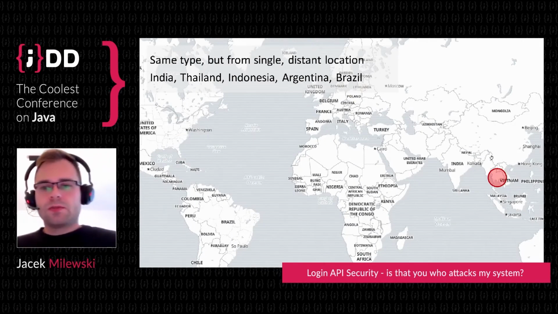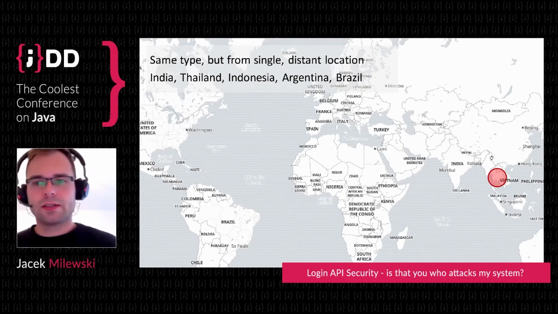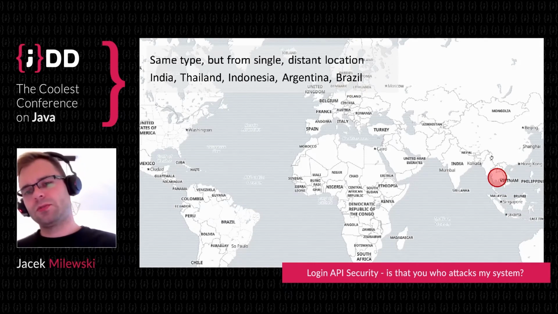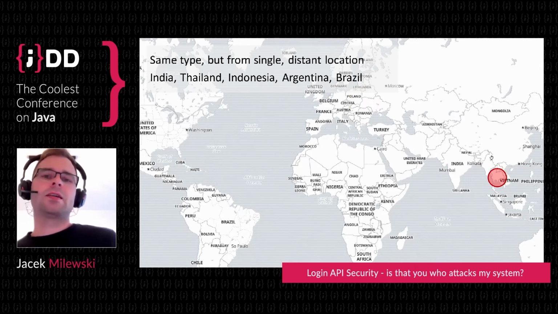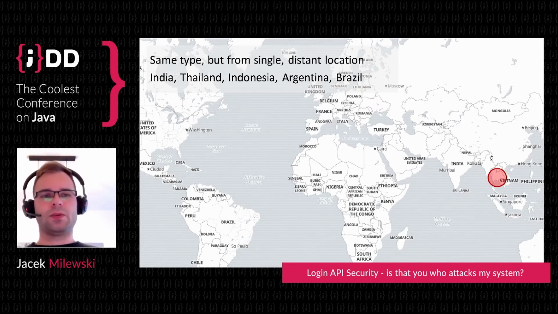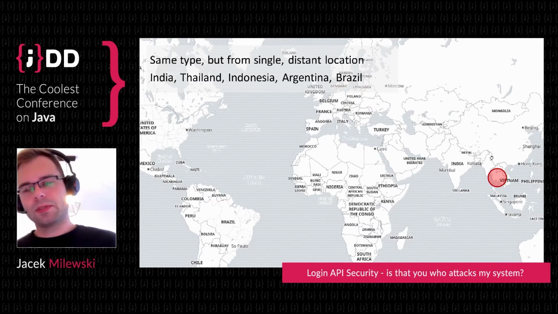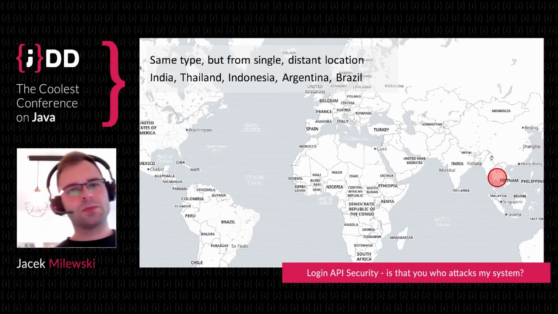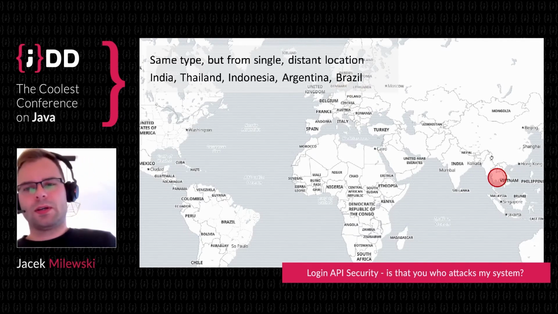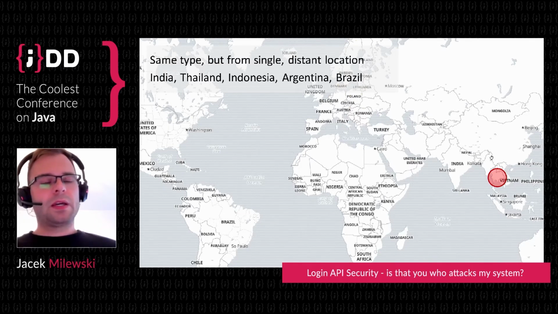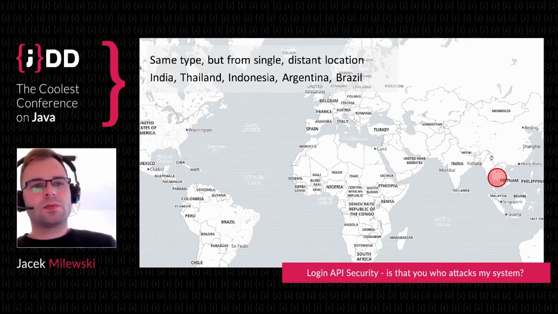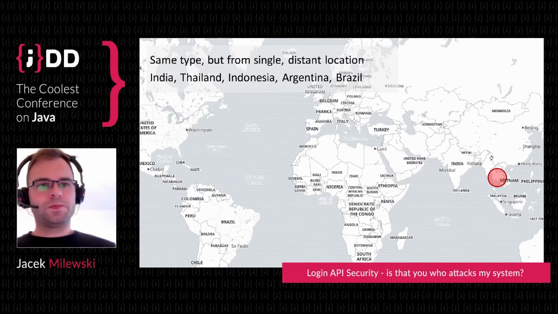So this was everything about the first attack. We did have some procedures. We knew how to act in the case of an attack. So yes, there was another, the next one, same type. I mean, still not distributed, but from a distant location, from a location that we do not do business in. So the locations could be India, Thailand, Indonesia, China, also Brazil, so very distant locations.